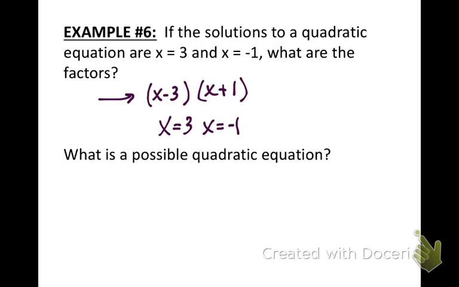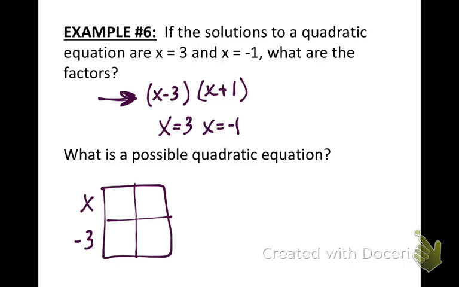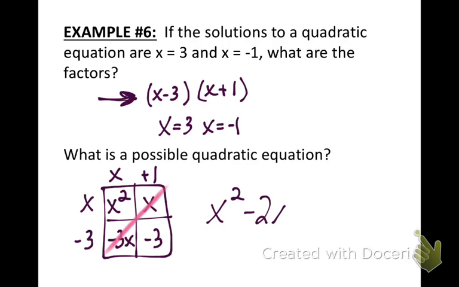Now the question is what is a possible quadratic equation? So to get from your factors back up to your quadratic equation, we have to multiply our factors together. Recall, the way that you multiply binomials is through the box method. So this would be x minus 3 times x plus 1. So x times x is x squared. 1 times x is x. -3 times x is -3x. And -3 times 1 is -3. I can combine these two since they are like terms. And my quadratic equation is x squared minus 2x minus 3.